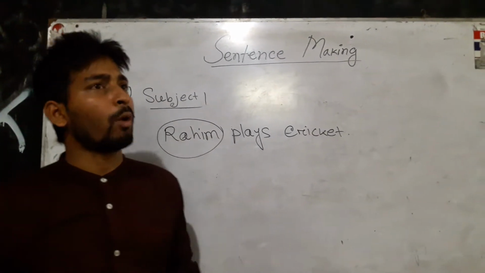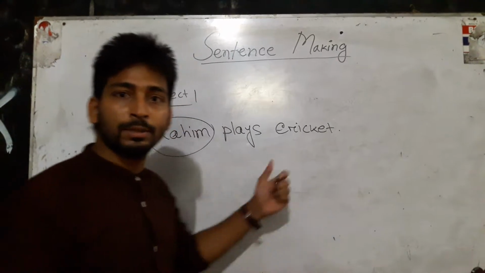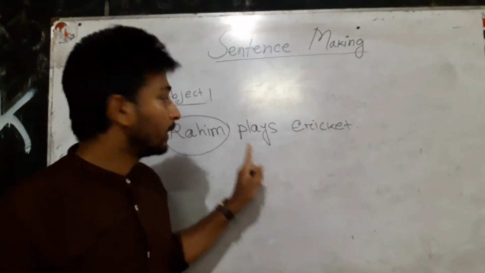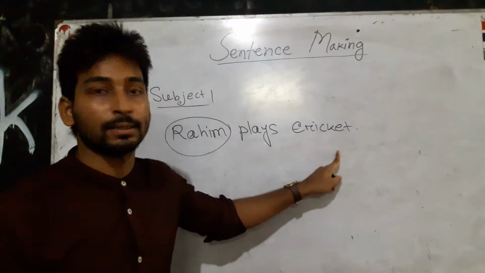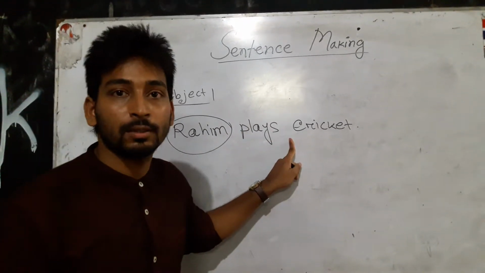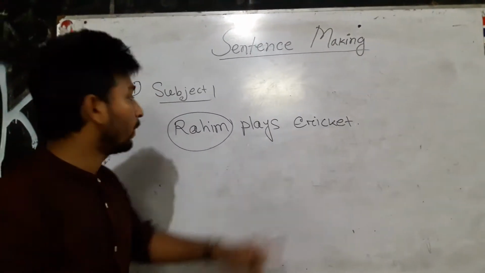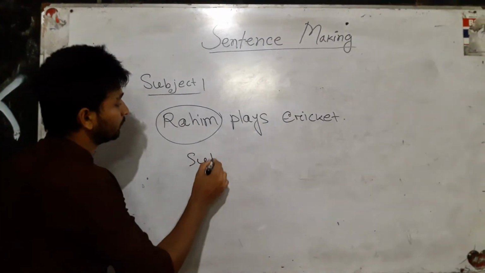So you can ask me why Rohim is the subject. Of course, Rohim is the subject because the work is done by Rohim. He is performing the work in the sentence. Rohim is playing cricket. So Rohim is directly performing the work. That's why Rohim is the subject.